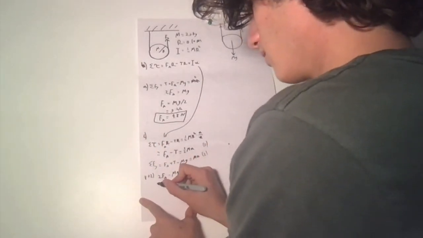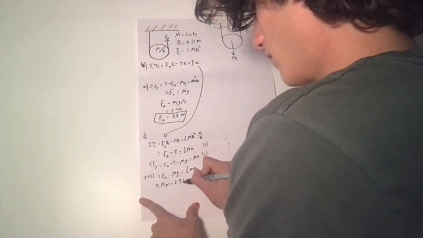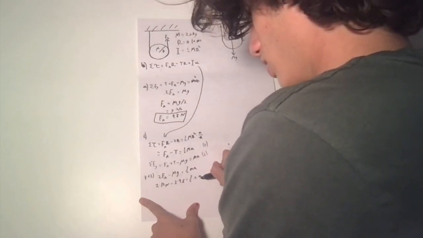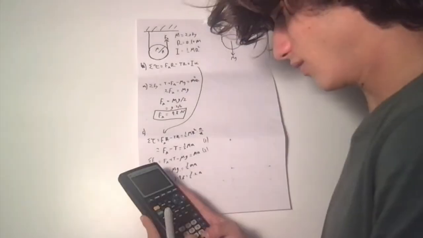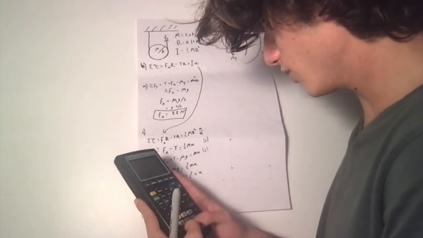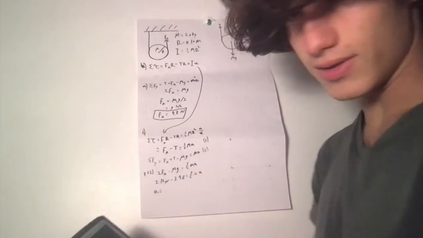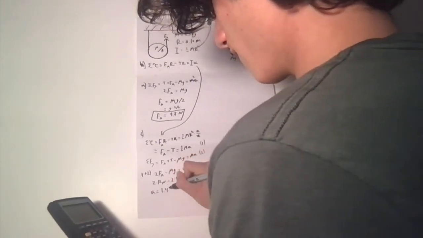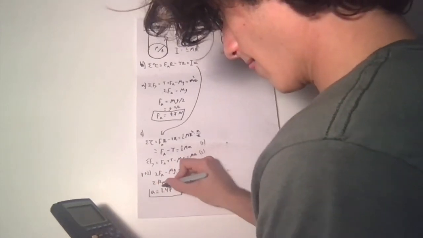You can say 2 times 12 N minus 2 times 9.8 is equal to 3 over 2 times 2 times acceleration, or acceleration is equal to, let me grab my calculator, 1/3 times 2 times 12 minus 2 times 9.8, and we get our answer, which is 1.47 meters per second squared. Don't forget the units. There we go.